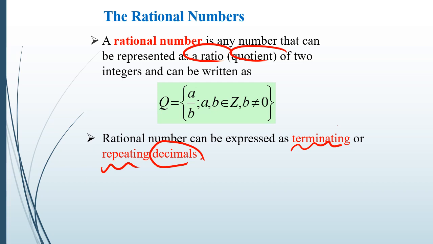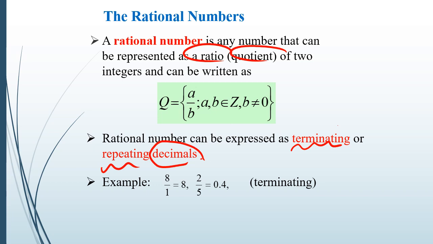So let's see the example. Here we have 8 over 1. It's a fraction. We can represent 8 as a fraction, so it is a rational, and it is also a natural number, right? And then how about 2 over 5? 2 over 5 is a fraction, so it's a rational.